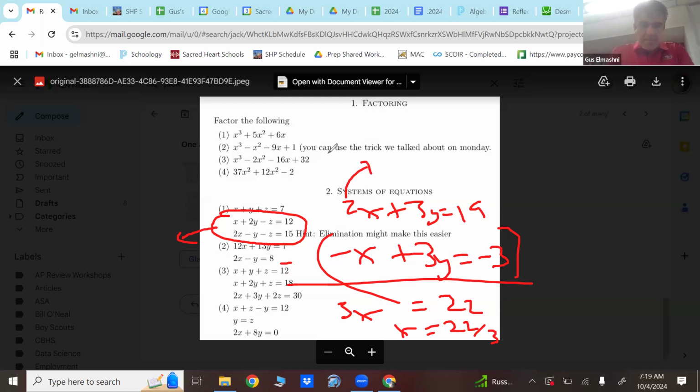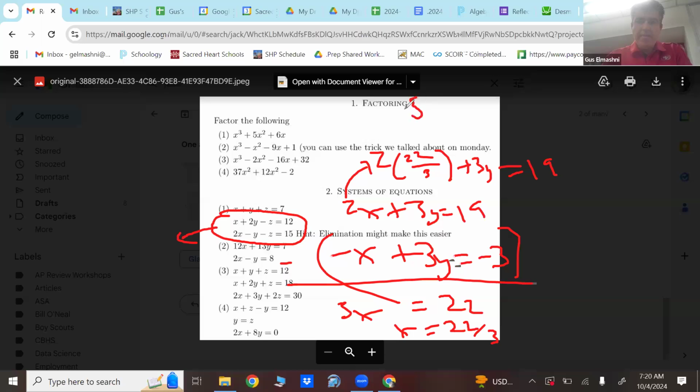Well, then at this point, you're going to plug in 22 thirds into either equation. Let's make sure we do that right. Negative x. Yeah. Not fun. Then you have to work that out.